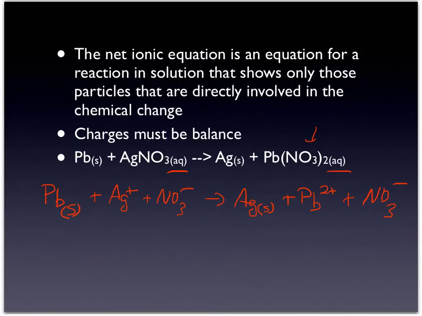Now, are there any spectator ions? Anything that's the same on both sides? And you say, oh yeah, I can get rid of these. Those nitrates cancel, so they're done. What I've got left is my Pb solid plus my silver ion, and my silver solid. Understand that these are different, and the same thing with the lead. So if we look at this element-wise, it looks like it's balanced.